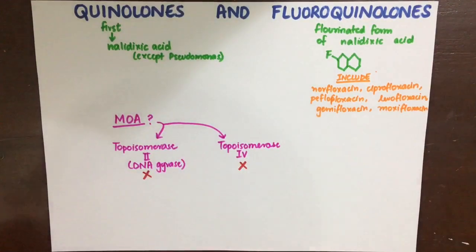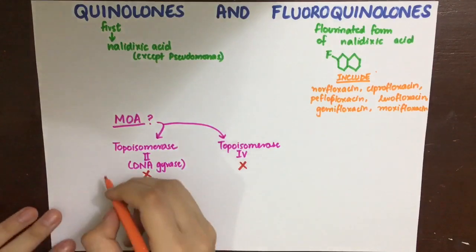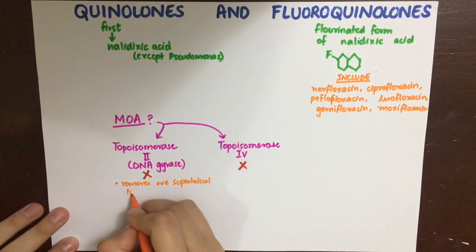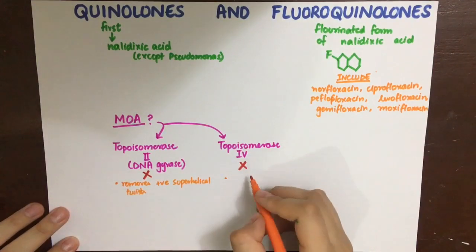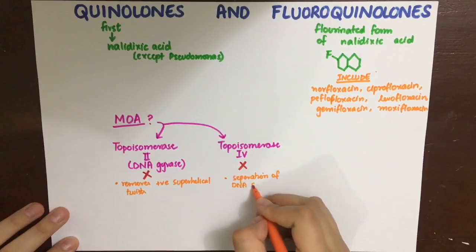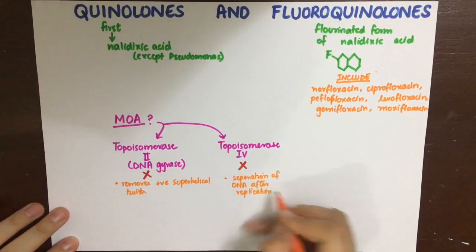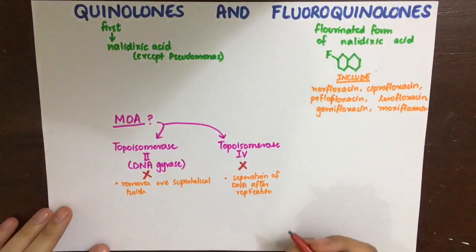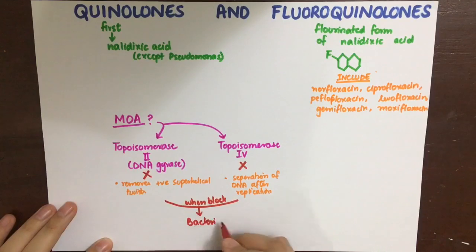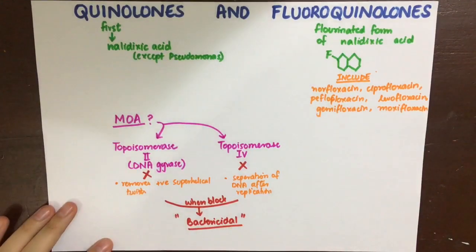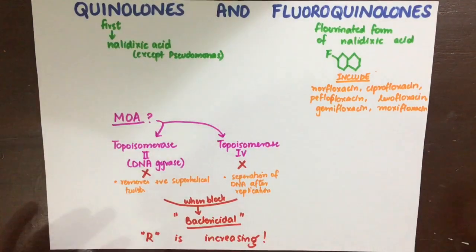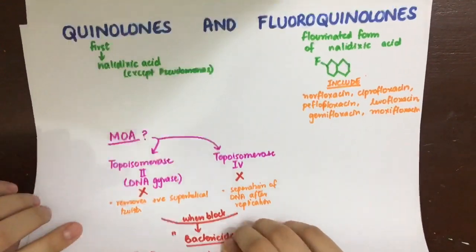Topoisomerase 2 actually removes positive superhelical twists that arise after helicase unwinds the DNA, while topoisomerase 4 allows the two newly formed chromosomes or DNA molecules to come apart after DNA replication. Fluoroquinolones inhibit topoisomerase 2 in gram-negative bacteria and topoisomerase 4 in gram-positive bacteria, and thus inhibit bacterial DNA synthesis, so they are bactericidal in nature. Resistance to fluoroquinolones is emerging and increasing day by day.